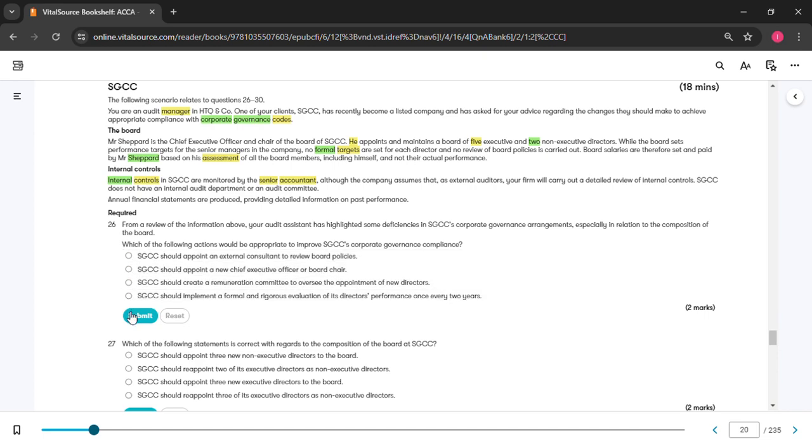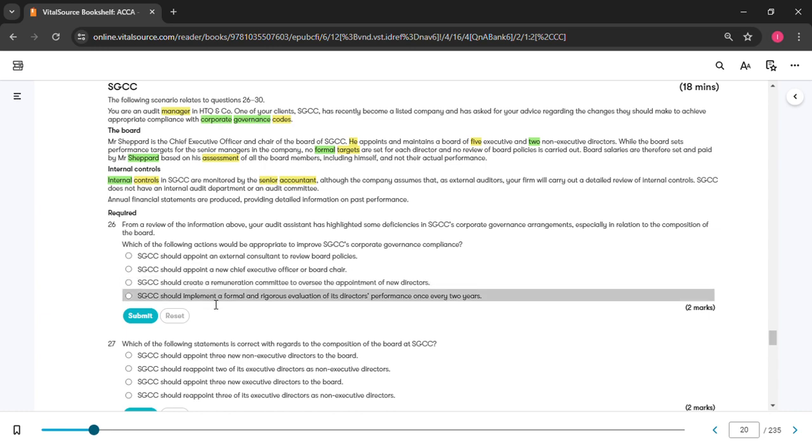What is the answer? Number 2, sir, because the chief executive and chairman cannot be the same person. Because he is the CEO and he is also the chairman of the board. Is it right? So they will have uncertain power in decisions.